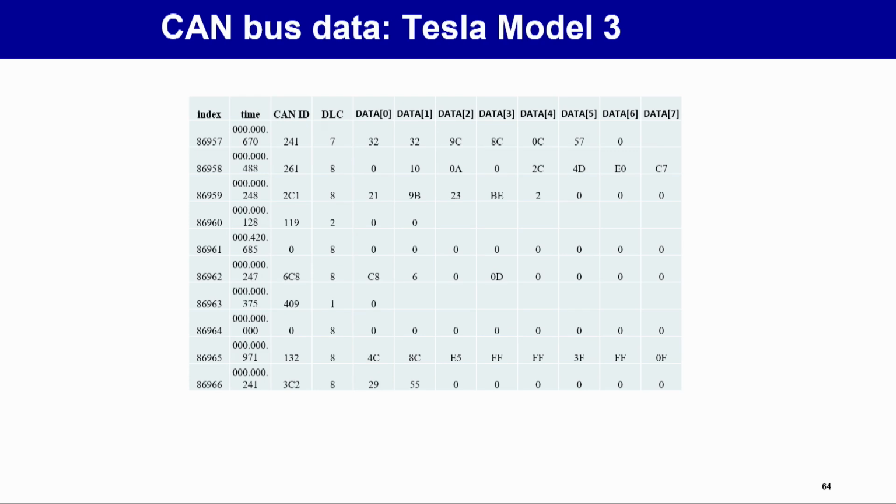But this one is real data for Tesla Model 3. You can see this is an index, from the software we extract the data, this is the time, this is the CAN ID, and the data length code is not always 8, which means how many payload bytes there are. If it's 7, there will be 7 payload bytes, and the last one will be empty. If it's 2, only 2 payload bytes, the rest will be empty. This is from Tesla Model 3. To do different things, there is different payload. If you change what the car is supposed to do, it will not do that.